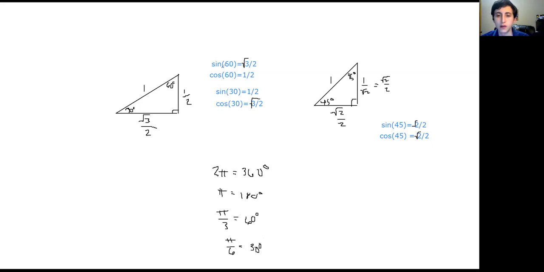So I would make separate ones here and say sine of pi over 3 radians equals root 3 over 2, cosine of pi over 3 radians equals 1/2, sine of pi over 6 radians equals 1/2, cosine of pi over 6 radians equals root 3 over 2. And then for the 45, that would be 180 divided by 4, so pi over 4 equals 45 degrees.